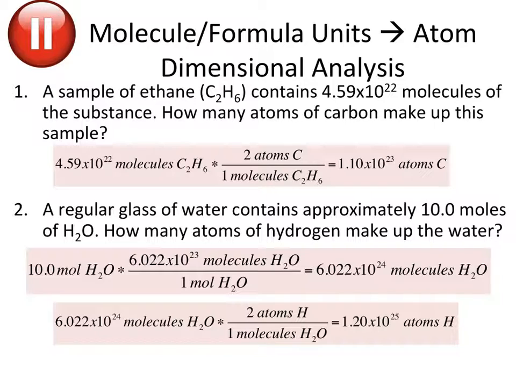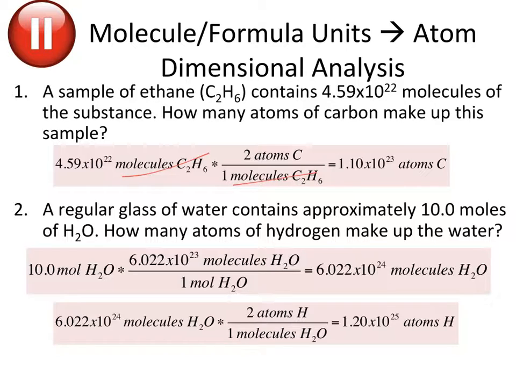Okay, so as expected, the first one is pretty simple. Here we had molecules of ethane. We want to get rid of our molecules of C2H6, so we put that on the bottom. And for every molecule of ethane, we had 2 atoms of carbon. So we just took this number, multiplied it by 2, and got our final answer.